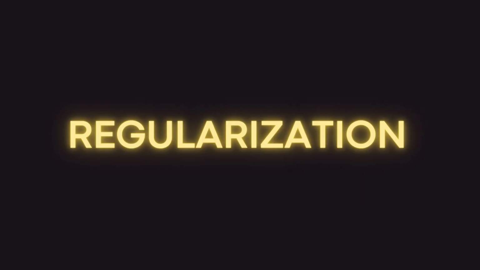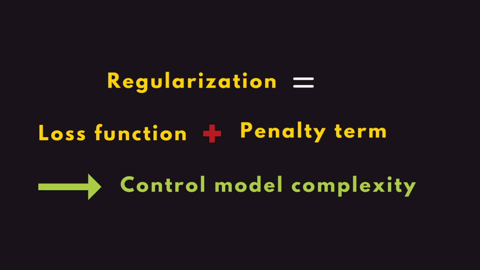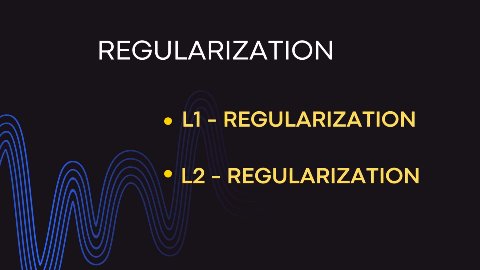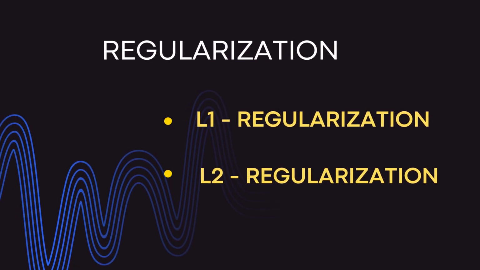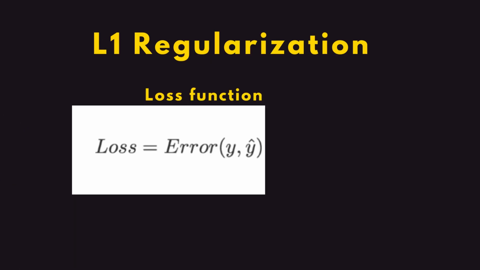The idea behind regularization is to add a penalty term to a loss function, which helps to control the model's complexity. The penalty term encourages the model to have smaller weights, which makes it less likely to overfit the data. There are two common types of regularization: L1 regularization and L2 regularization. Let's take a closer look at each of these.